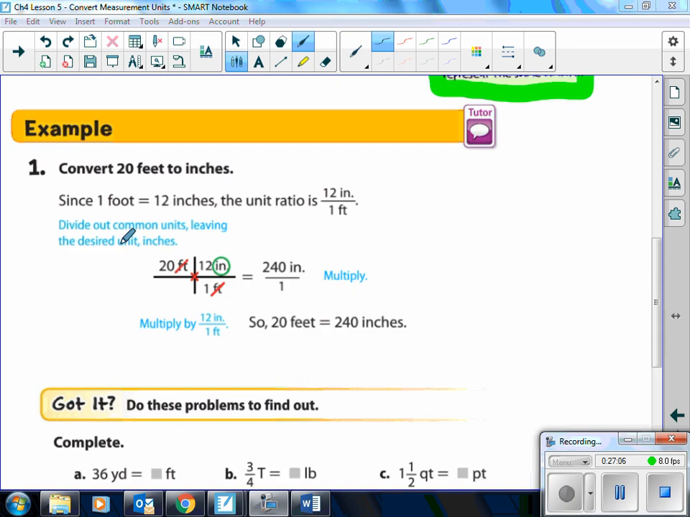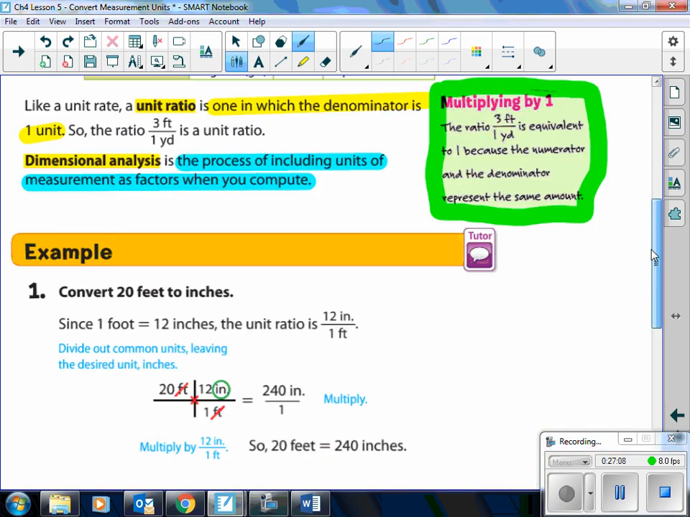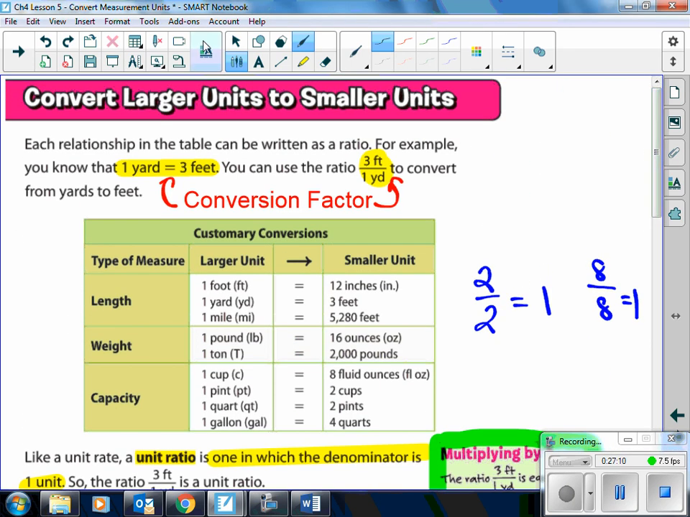So, for example 1, we're going to go back here to convert larger units to smaller units. So write this down. You're going to convert larger units to smaller units. Okay? The other examples, we were going from smaller to larger.